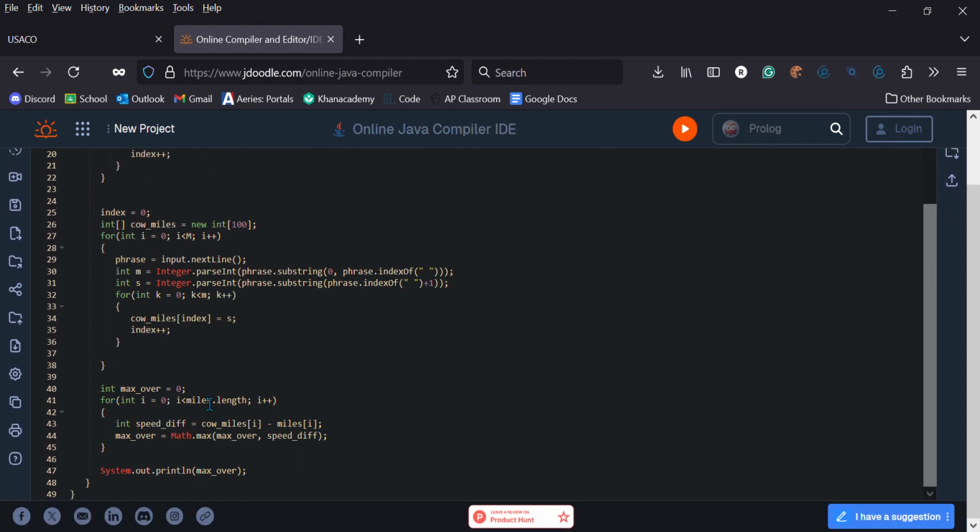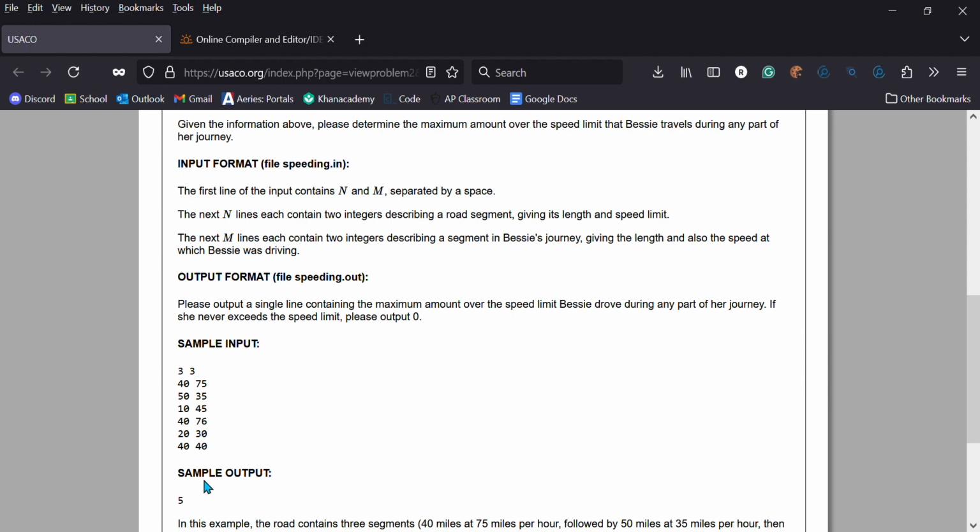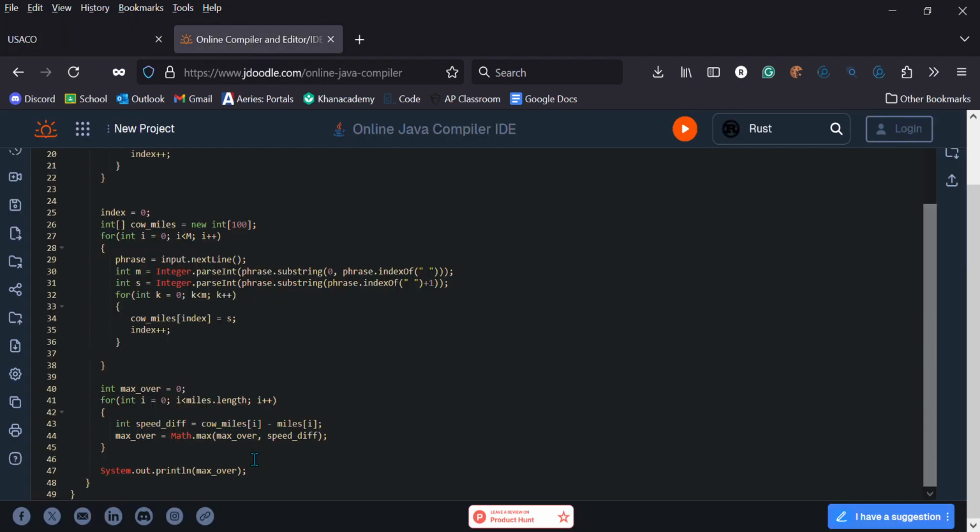And now for max over. I got the speed difference between Bessie and the speed limit for the current mile, and I set max over to the maximum of the current value and that difference. For example, in the first segment, she went 1 over the speed limit, meaning if the current max is 0 and her speed difference is 1, using Math.max, I'll get the maximum number, which will be 1, and then max over will be set to 1.